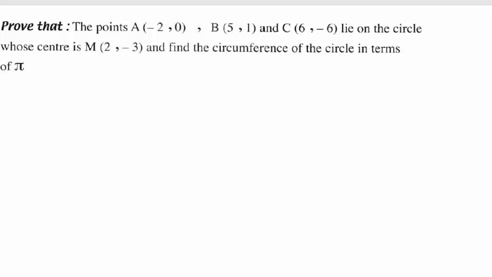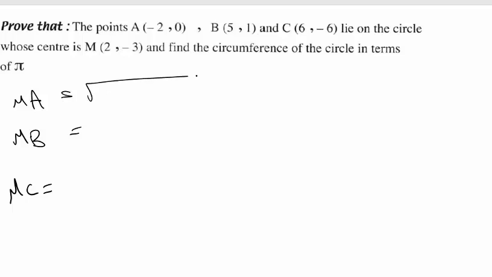Let's solve an important question. In this question, he is asking me to prove that the points A, B, and C lie on the same circle whose center is M. So I will prove that the distance between M and A equals M and B equals M and C, and all of these lines will be radii.